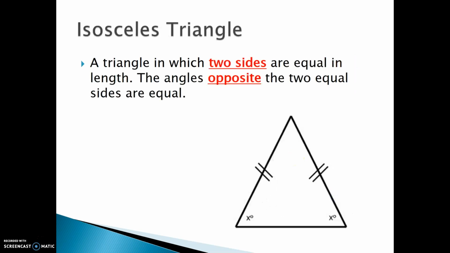Isosceles triangles are triangles in which 2 sides are equal in length. The angles opposite the 2 equal sides are equal. Okay, what that means is that I have 2 equal sides. They're signified right here by those lines. The angles opposite the 2 equal sides are equal. So that would mean this angle right here, since that's opposite this one of the equal sides right here, is equal to this angle that is opposite this side. Okay, see how that works? So those are equal.